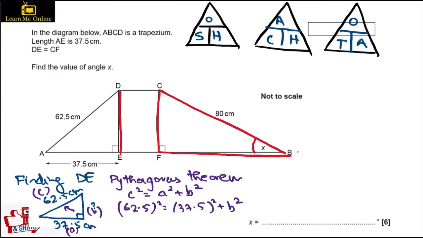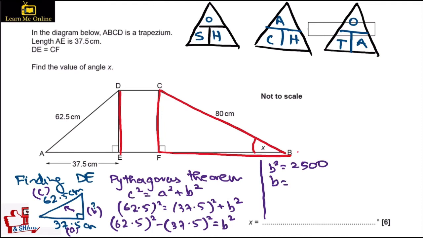So you take away them together. So you do 62.5 square minus 37.5 square. That would be equal to B square. So the value of B square over here, I'm going to write it down, would be 2500, and doing the square root to find out the length of B only, it would be 50 centimeter. We got the length of D to E, which is 50 centimeter, and because we know that D to E is the same as C to F, this is 50 centimeter as well.